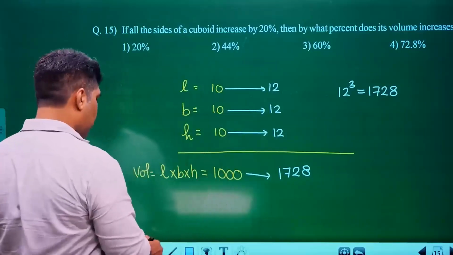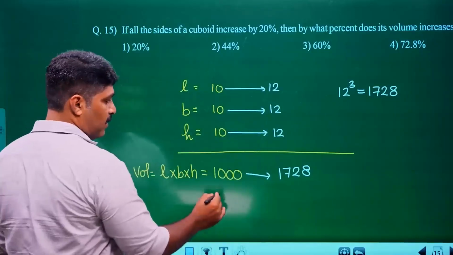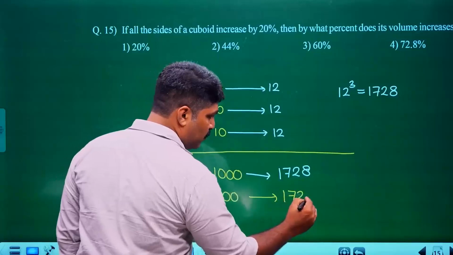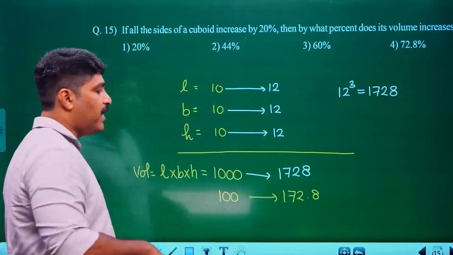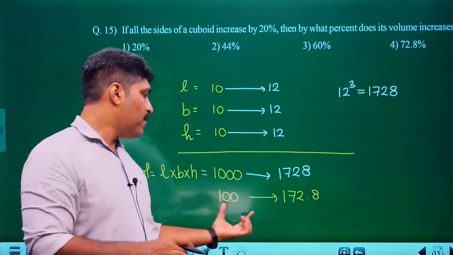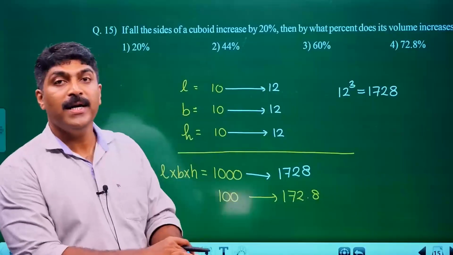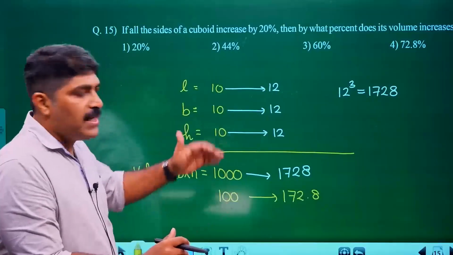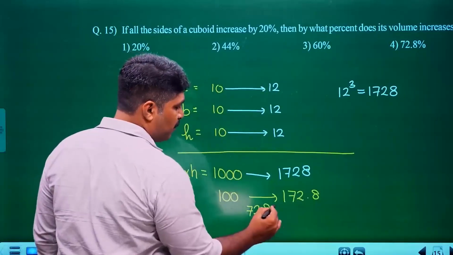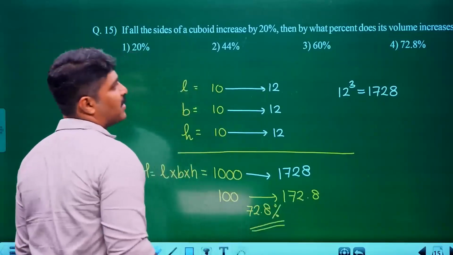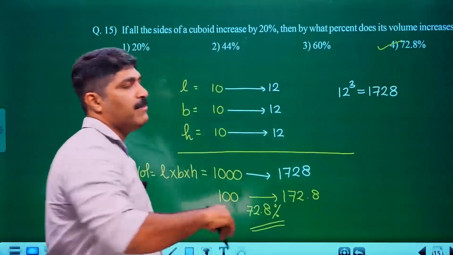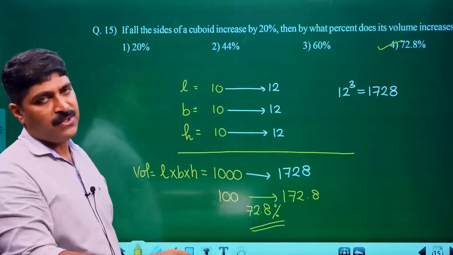So if it is 100, what's the variation here? This is 100, so it becomes 172.8. What we are doing here is dividing both these values by 10. So think about it. Initial volume is 100 and the final volume is 172.8. What is the increase here? So here the increase in its volume is 72.8%. That's a tricky approach here. So here the answer is 72.8%. Actually, it's a concept of successive variation.